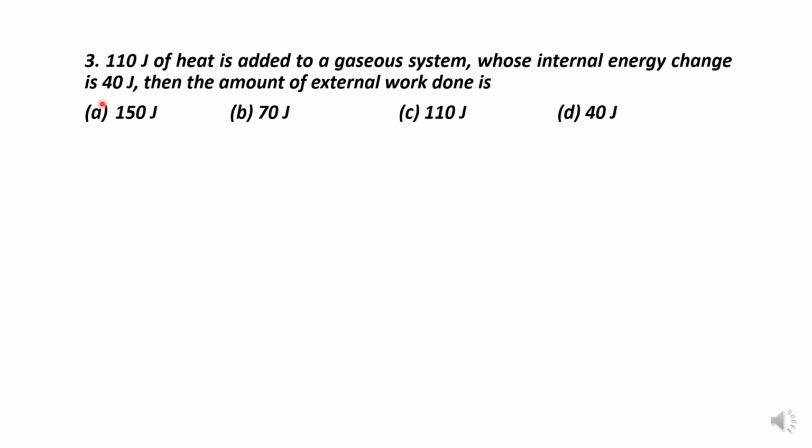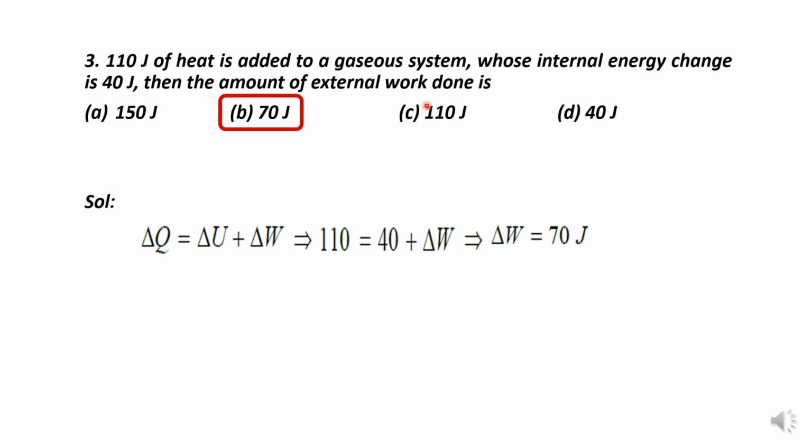MCQ number 3. 110 joule of heat is added to a gaseous system whose internal energy change is 40 joule. Then the amount of external work done is. So the correct option is 70 joule, while this MCQ can be solved through the first law of thermodynamics.